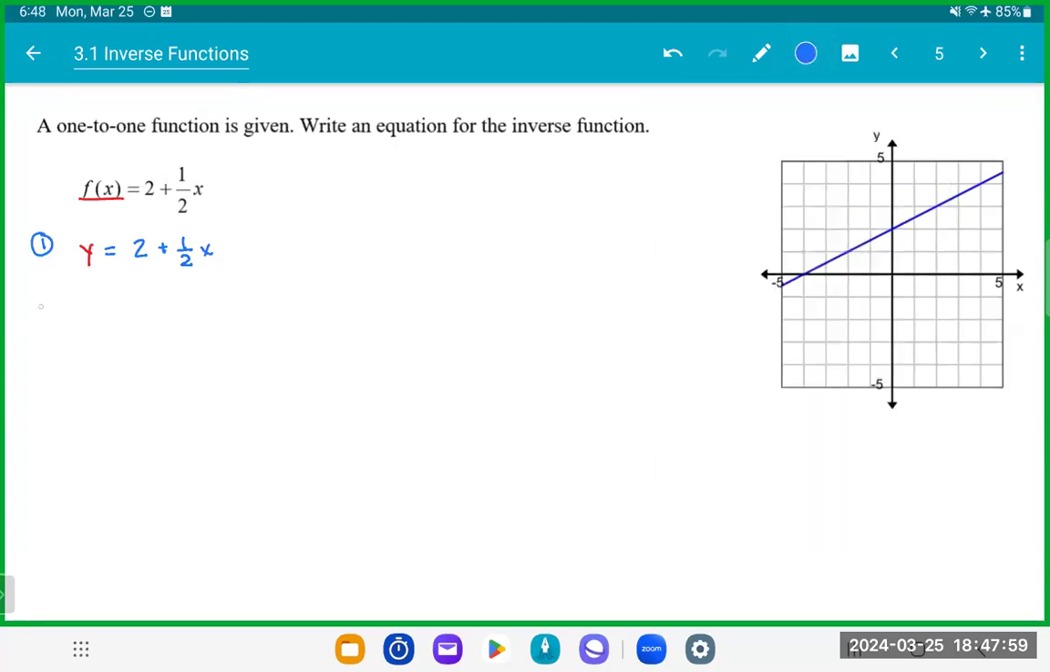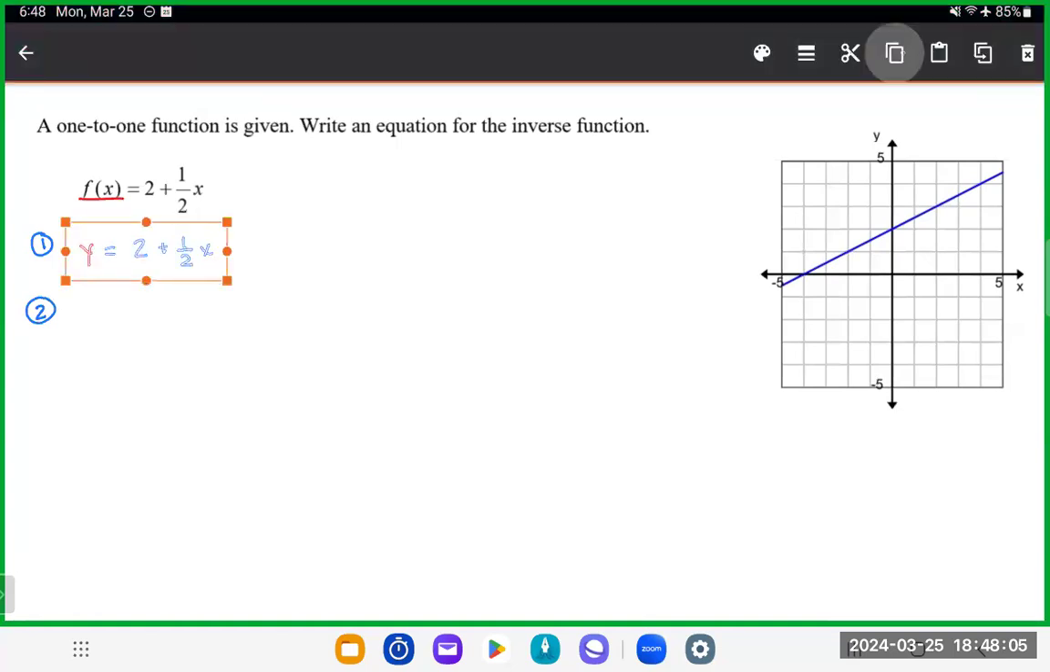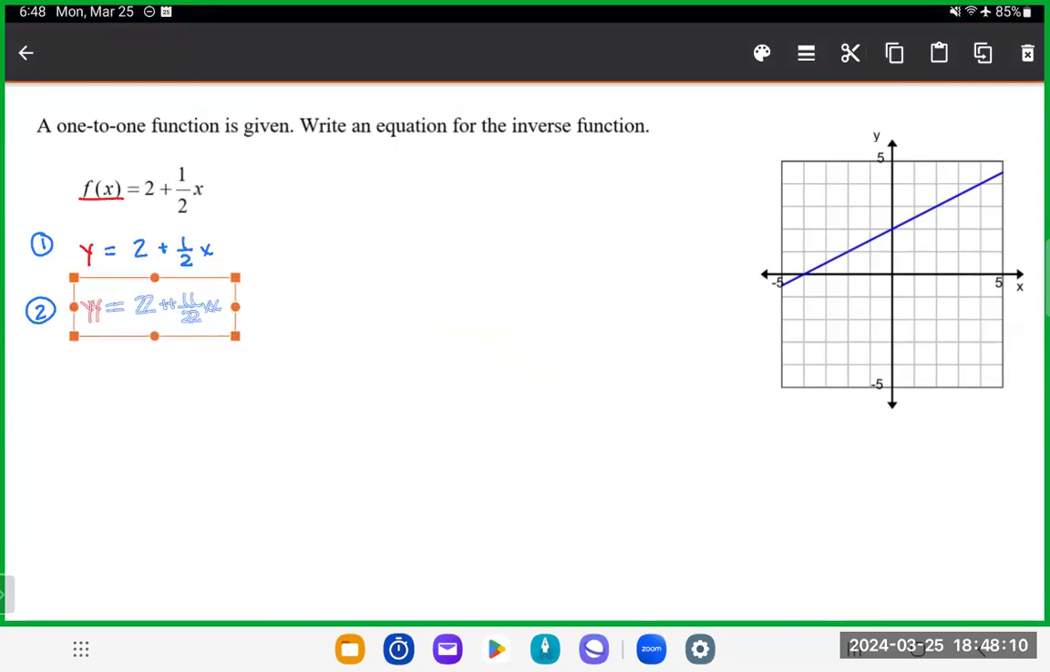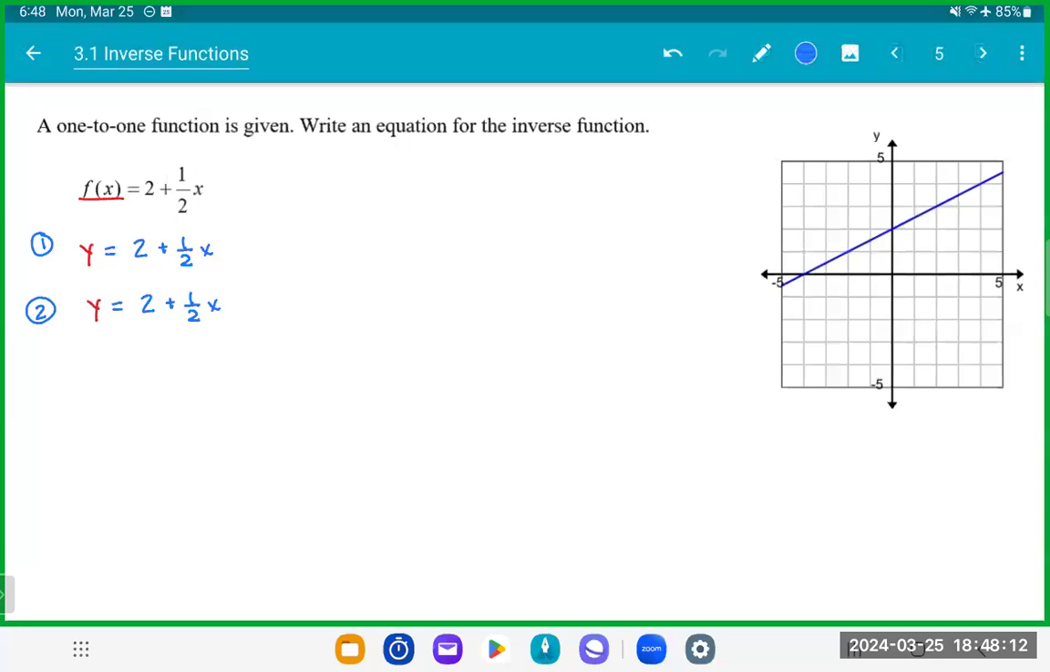Okay. Step 2 is we're going to take this exact same thing here. We're going to copy it. But now what we're going to do is trade places with our X and our Y. So this becomes X and this becomes Y. All we're doing in this step is trading spaces. Everywhere we see an X, we make it a Y. Everywhere we see a Y, we make it an X.